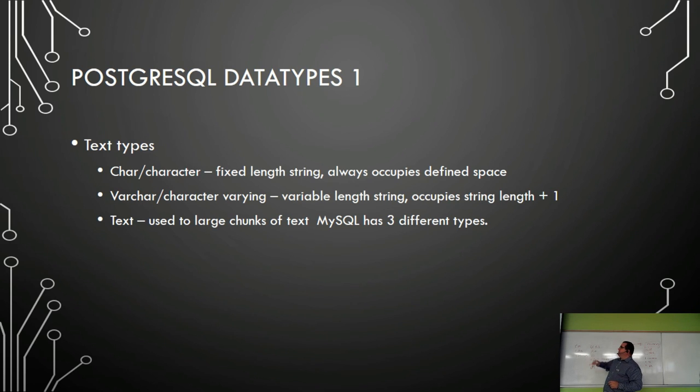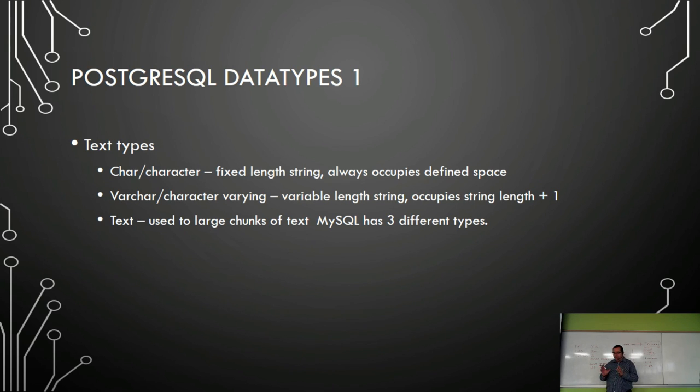Text: if you need to store huge amounts of text, Postgres has a data type called text. Microsoft SQL also has one called memo, which also aliases to text. Oracle has something like text. DB2 has something like text. MySQL is special, it has three different ones. Why? Because it's special. It's got small text, text, and long text.